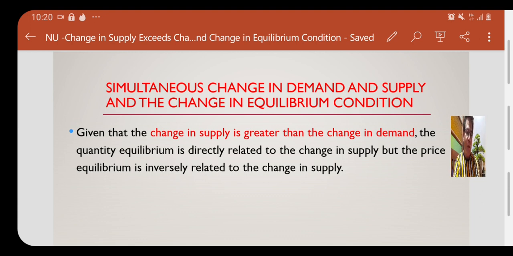Good morning, and we're now going to continue our discussion on simultaneous change in demand and supply and its effect to equilibrium condition.